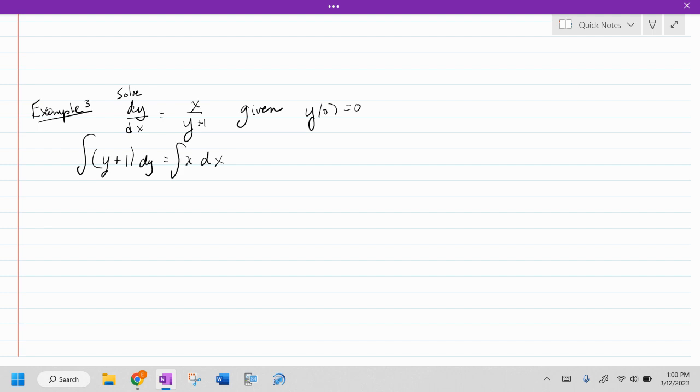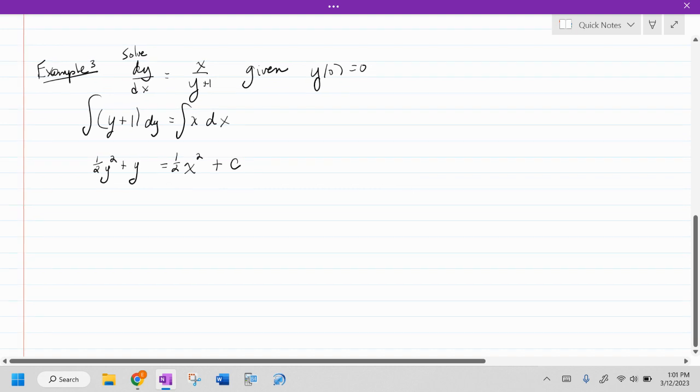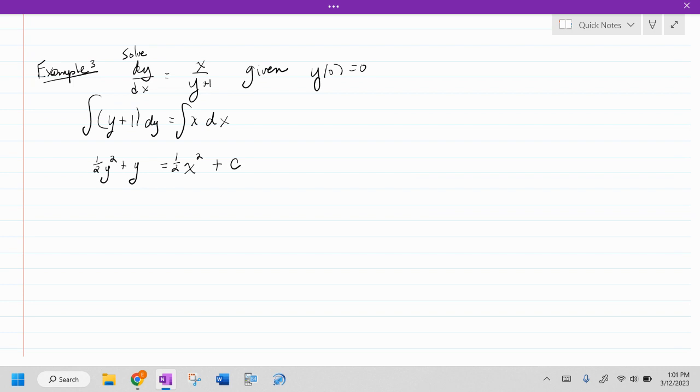And then I'm going to take the antiderivative of both sides. I'm going to integrate both sides so I can take the antiderivative. The antiderivative of y plus 1 is 1 half y squared plus y equals, and the antiderivative of x is 1 half x squared plus c. Don't forget your plus c. Okay, so now I have two things to do. And now that I've found the antiderivative, I have to plug in the ordered pair to solve for c, and then I have to solve for y.